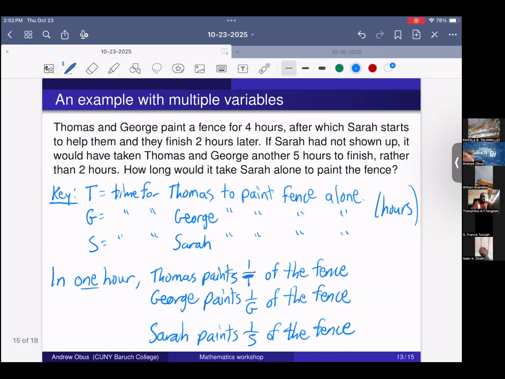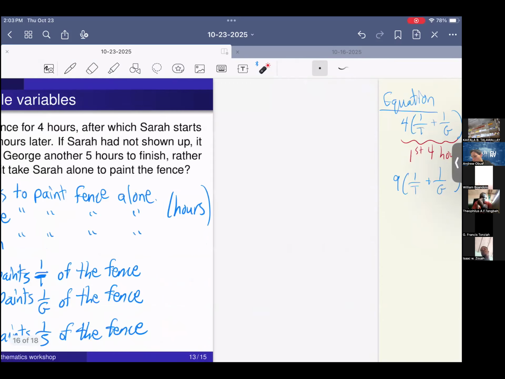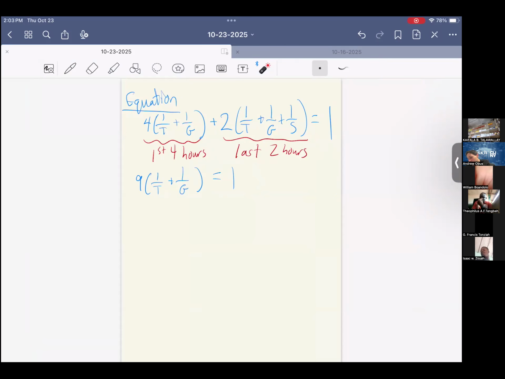And what do we want to solve for? We want to solve for s, right? The question is asking how long would it take Sarah alone to paint the fence? So we have to solve it for s. That's how long it will take Sarah alone to paint the fence. Okay. So let's see how we can solve this for s. I have these two equations. They involve t, g, and s, and I want to solve for s.